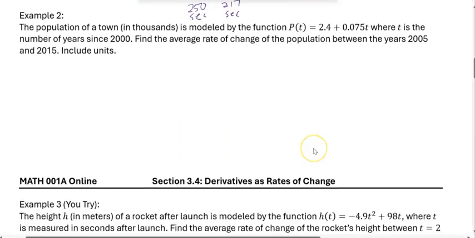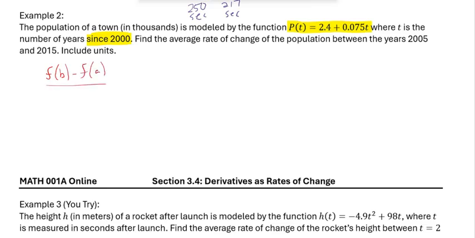Okay, example 2. The population of a town in thousands is modeled by this function, P of t is 2.4 plus 0.075t, where t is the number of years since the year 2000. Okay, so that's key. Find the average rate of change of the population between the years 2005 and 2015. So we're going to set up that basic formula again, but let's think about the units this time. What is our b and a? What is our f of b and f of a?